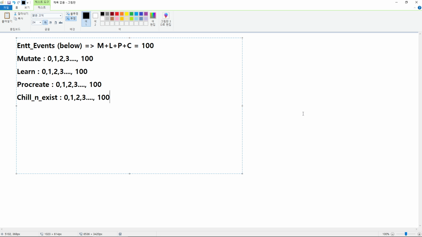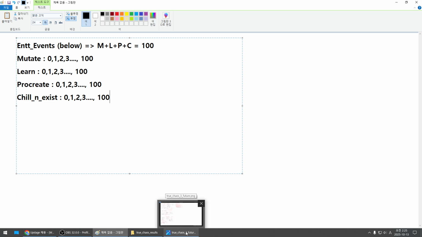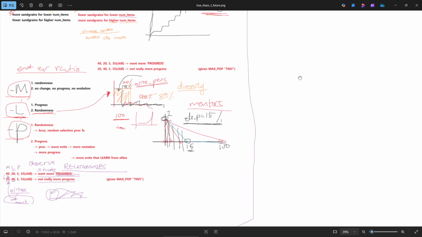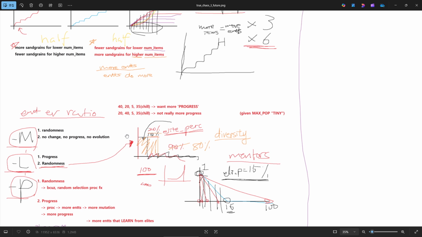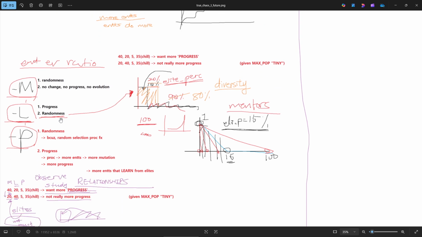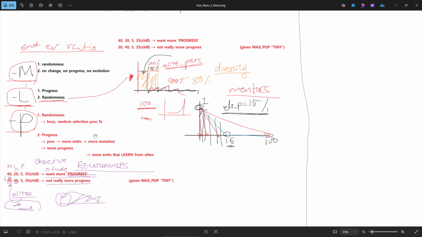Okay. Now, if I remember correctly, the entity event mutate promotes randomness, but it also provides the very initial seed for evolution, since procreation does not favor entities with higher summed utility values.